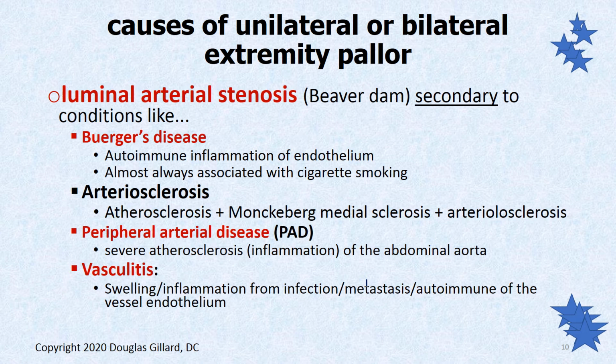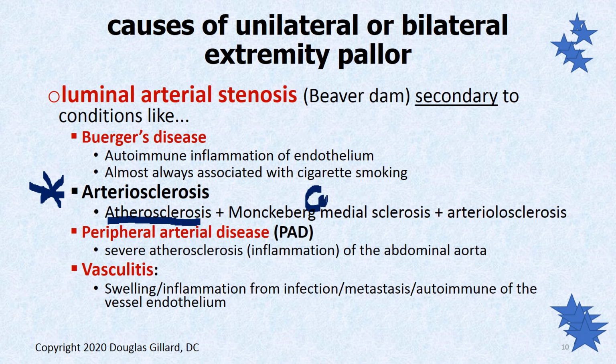What are the causes of bilateral or unilateral pallor? Well, something's stopping the flow of blood. There's a beaver dam. Something's stopping the flow of blood, and the downstream tissues are getting affected. So anything that affects the lumen of the artery itself, like Buerger's disease, probably the most common one is right here, arterial sclerosis. And you remember from Dr. Doe days, there are 3 different types of arterial sclerosis. One you know, atherosclerosis. The other you probably once knew and forgot, Monckeberg's medial sclerosis.